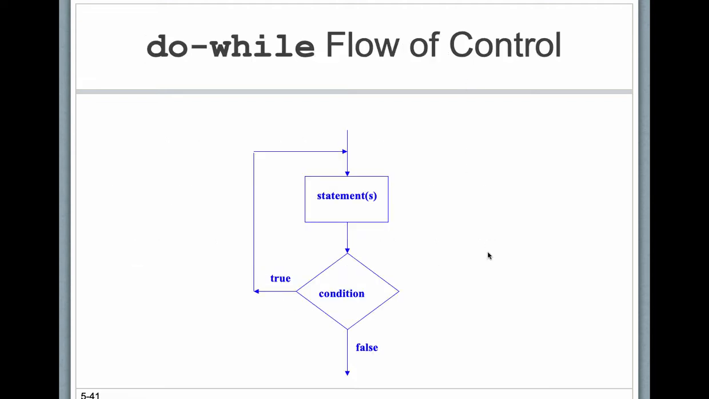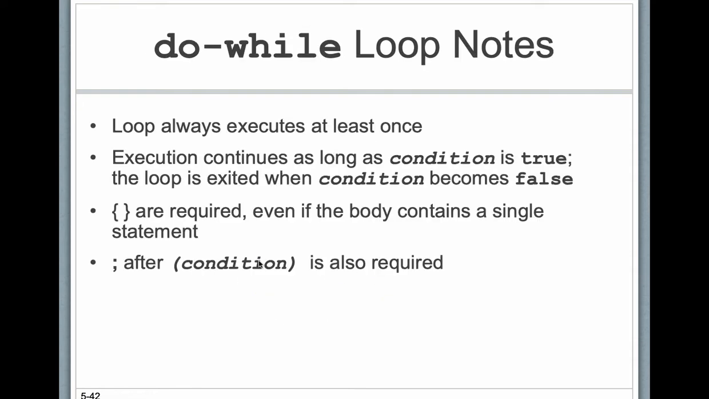This is the flow of control of a do-while loop. First, we go into the statements. That's the first block that we will execute. And then we test the condition. If the condition is true, we go back again and perform the statements inside of the loop, and then we test again. If it's false, we finish. If it's true, we continue. The loop will execute always at least once. The execution continues as long as the condition is true. The loop is exited when the condition becomes false.